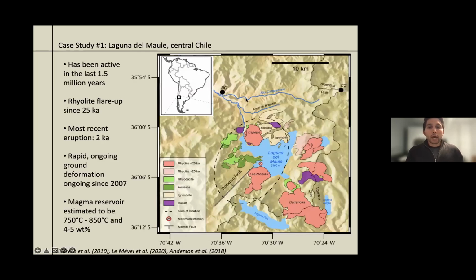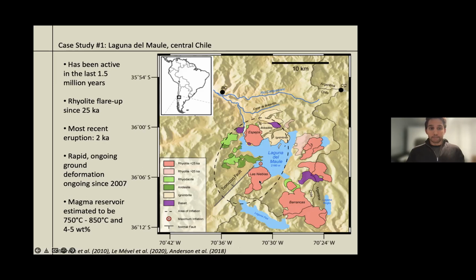So case study number one, we're located in central Chile. This is a rhyolitic system in the high Andes that's been active for about 1.5 million years. But in the last 25,000 years, it's had this remarkable amount of rhyolite that has erupted. Prior to 25,000 years ago, it erupted basalts or andesites, dacites, and rhyolites, whereas since 25,000 years ago, it's erupted pretty much only rhyolites.